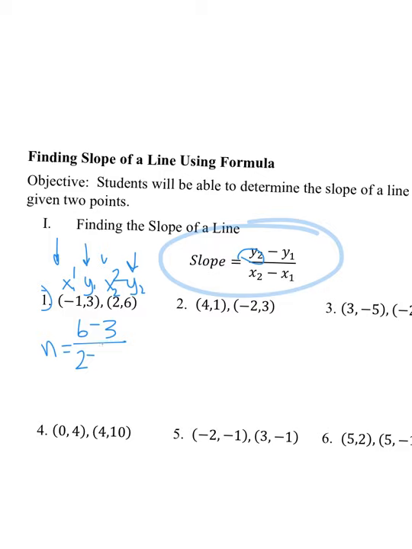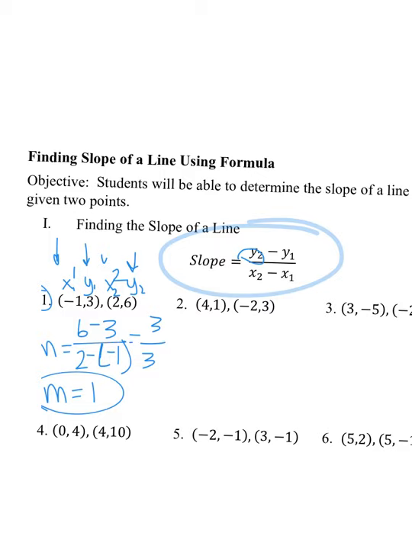So change. Whenever you do the change in two values, it's always subtraction. So you have 6 minus 3 over 2 minus negative 1. So 6 minus 3, that's going to give you 3. 2 minus negative 1, that's going to give you 3 again. So your slope in this problem is going to be 1. So it doesn't matter which one we called value 1 versus value 2.